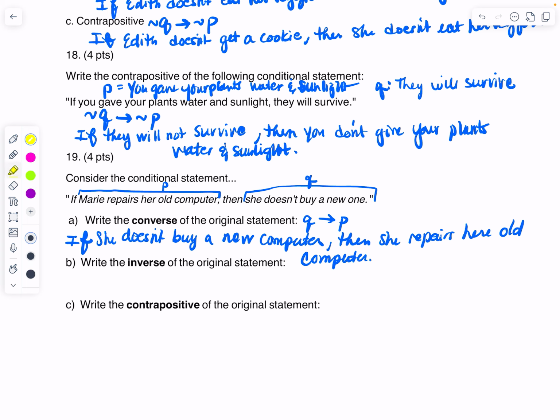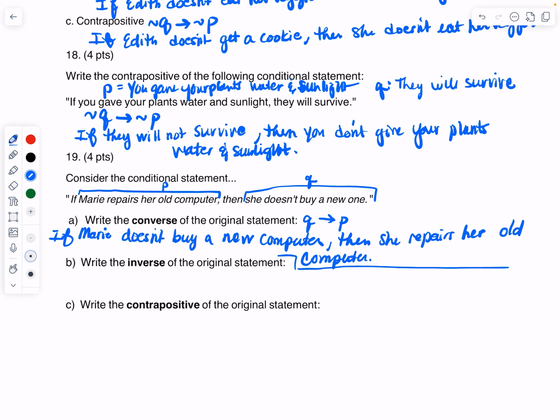Okay, so I'm going to go ahead and put her name in here. So I'm going to put at the beginning, if Marie doesn't buy a new computer, then she repairs her old computer. Now that makes a little bit more sense. Okay, so that was the converse.